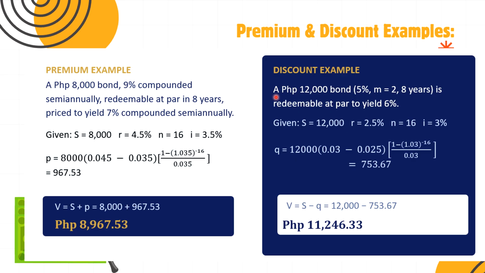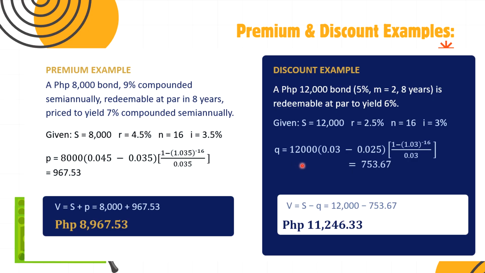Now, for discount, for example, a 12,000 pesos bond, 5%, M is equal to 2, which is semi-annually, and it is for 8 years. It is redeemable at par to yield 6%. So given S is equal to 12,000, R is equal to 2.5%, and N is equal to 16, and I is equal to 3%. Plug in those values to our bond discount formula.